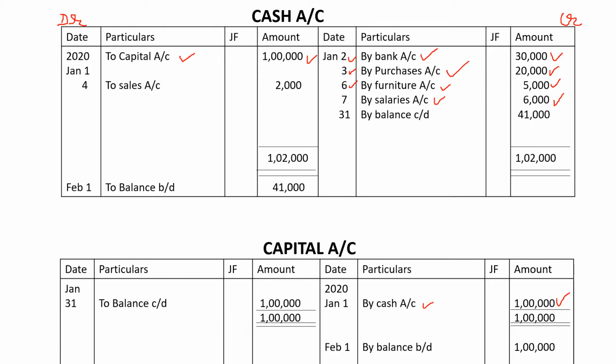Next, on January 4th in debit side it is to sales account. So it is a cash sale, rupees 2,000. So under sales account it is by, in credit side we have to write by cash account rupees 2,000. Likewise, even in capital also, all the transactions relating to capital we have to enter.